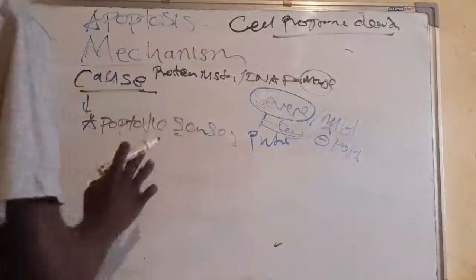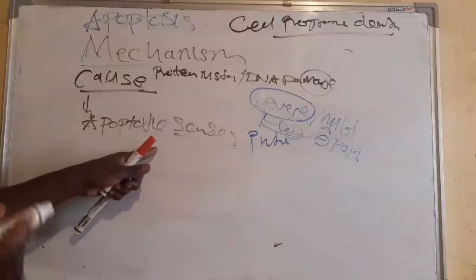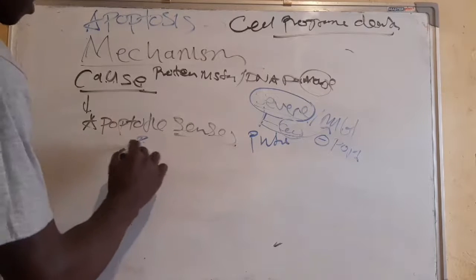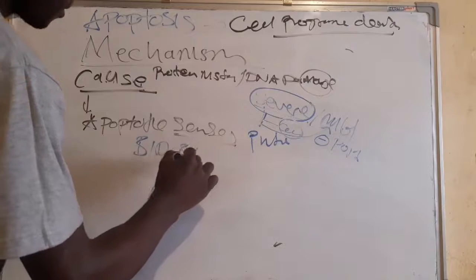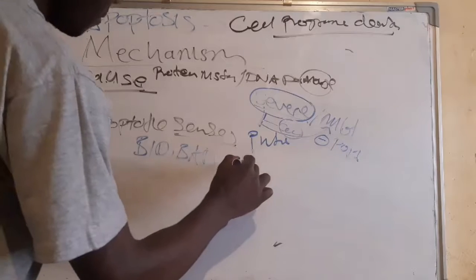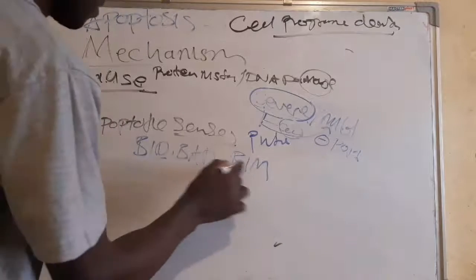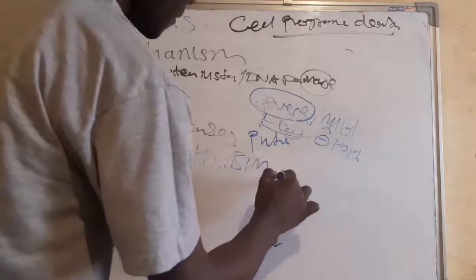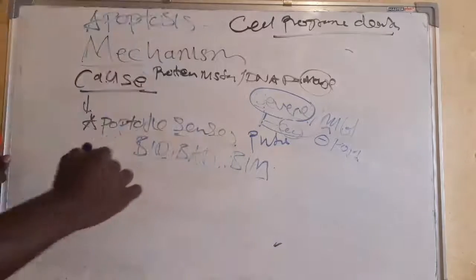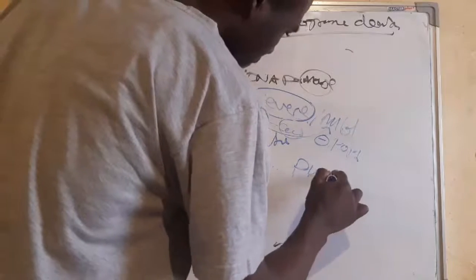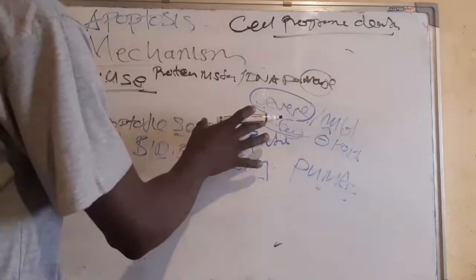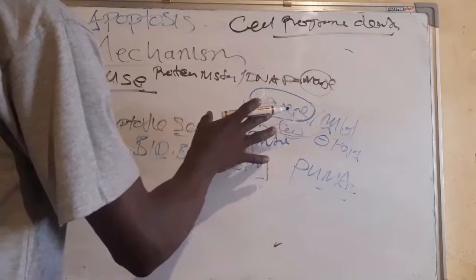So what are examples of these apoptotic sensors? Examples of apoptotic sensors are BID, BIM, BAD, and also PUMA. These are the apoptotic sensors. They sense if the stimulus is severe or mild. In this case, we're talking about the damage or the misfolding.